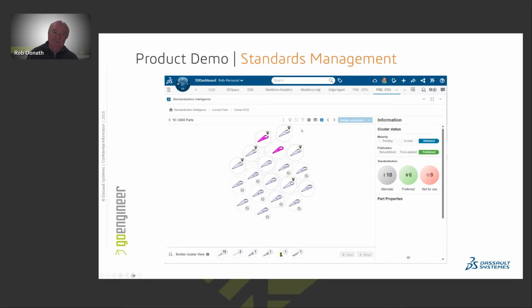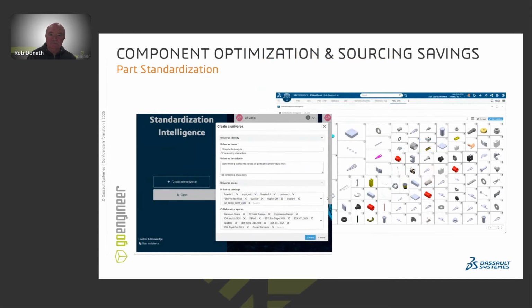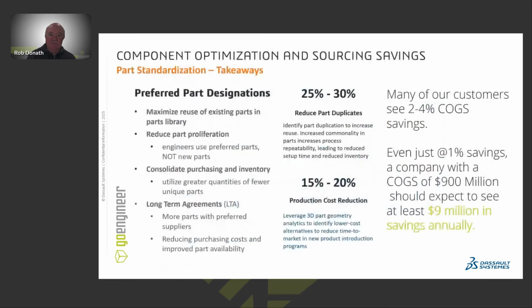So this shows where we're establishing these standards, as I mentioned. Here we go. So, key takeaways here. By maximizing reuse in your existing parts library, you're reducing the number of parts being proliferated, so the engineers will start to use these preferred parts and not create new parts in the system.